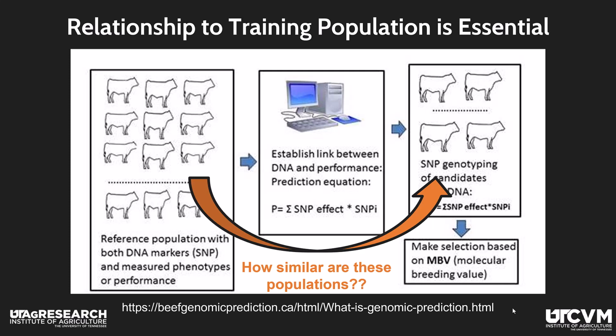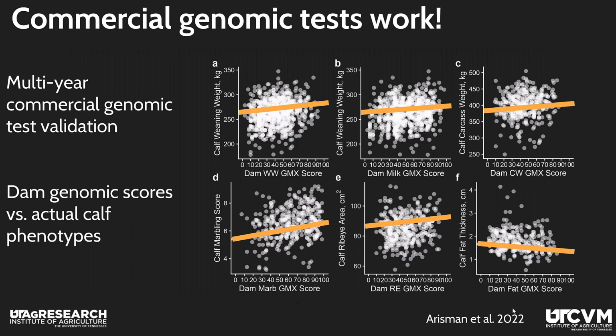If you're trying to use a reference population of Angus animals to predict into a Charolais Hereford cross, your prediction accuracies, those SNP effects, are going to be very, very bad. The more related this testing population is to the training population, the higher quality those commercial genomic tests are going to be. This is absolutely an essential component of all this. I say all that, but these things do work.